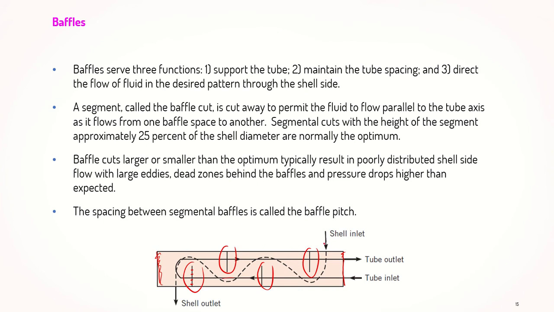So for example, if we have a shell inlet here, and a baffle here, it will actually direct the flow of the fluid inside of the shell side. So a segment that we call the baffle cut is cut away. So this is the baffle cut.